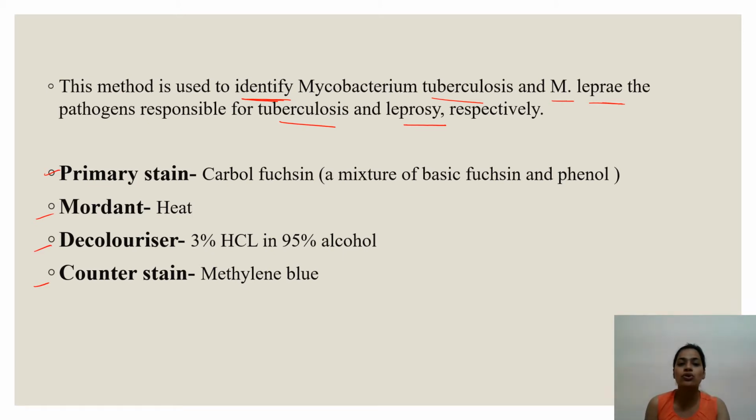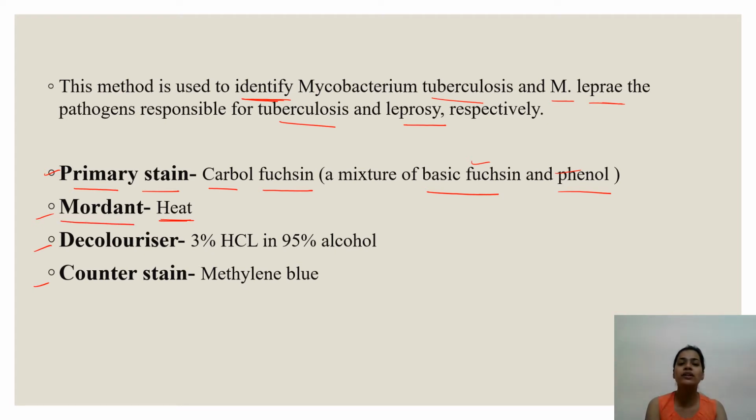The first we are going to use is the primary stain. In this case the primary stain is carbol fuchsin. This carbol fuchsin is a mixture of basic fuchsin and phenol. Apart from that, water is utilized for the mixing process, but these are the two basic components of the primary stain, carbol fuchsin. We will also be using heat as a mordant in this staining technique.